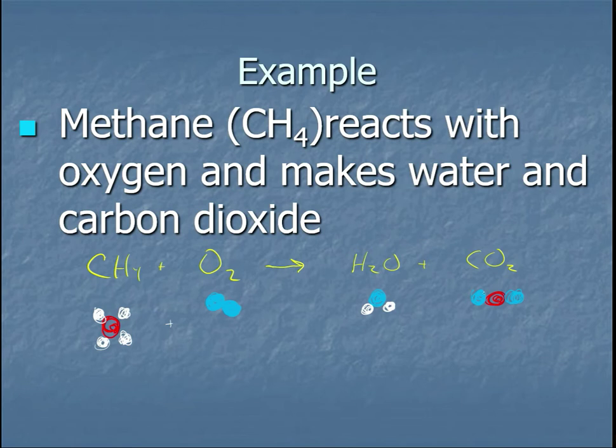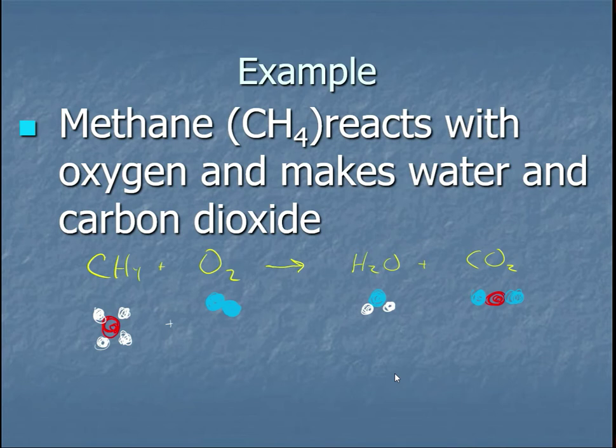This is kind of the obvious reason why this doesn't work. I have one red on each side. I have 4 white ones on this side, but I only have 2 on the right-hand side. And for the blues, I have 2 on the left-hand side, and I have 3 on the right-hand side. So this is definitely not balanced out. I've got to fix that.